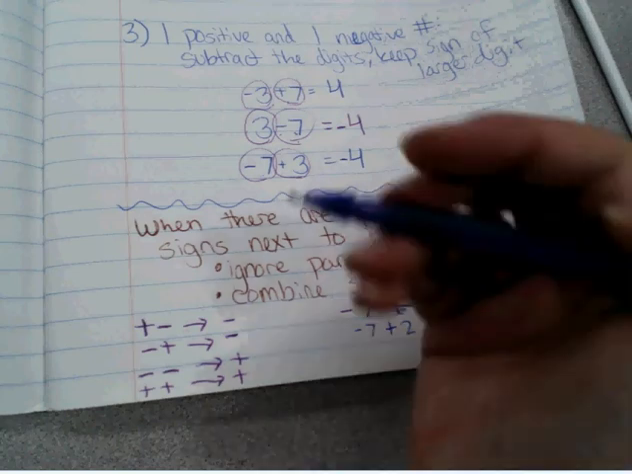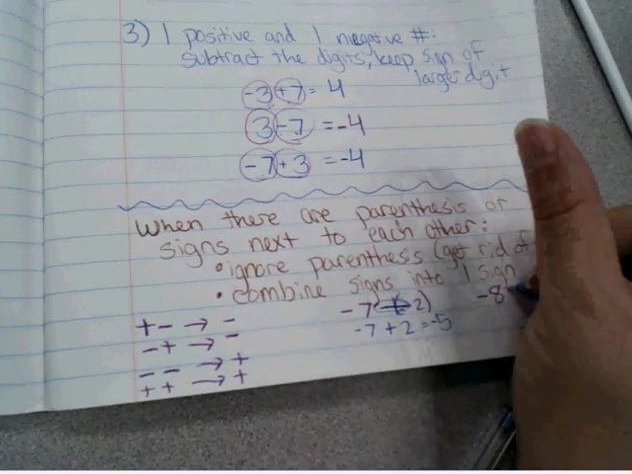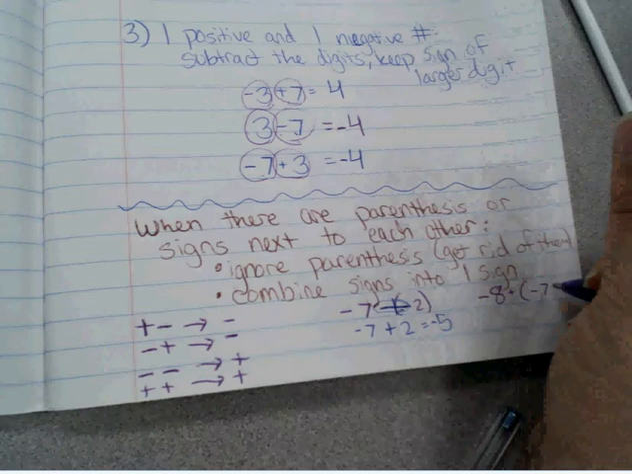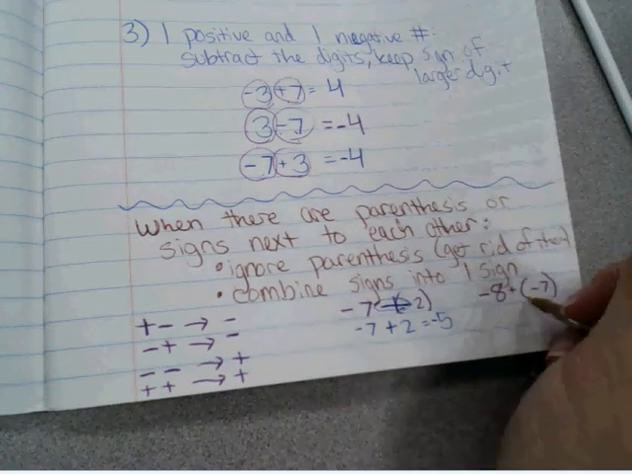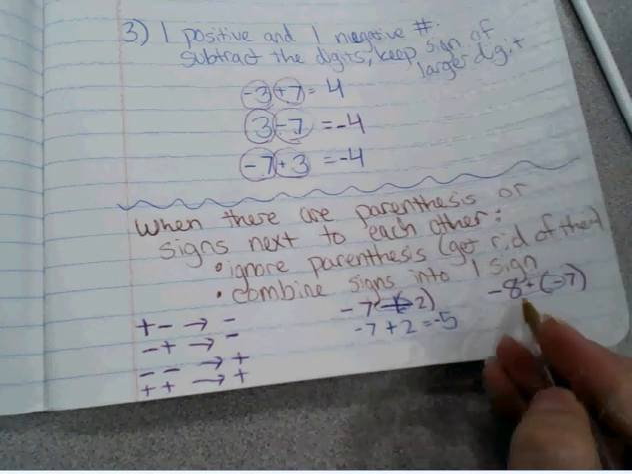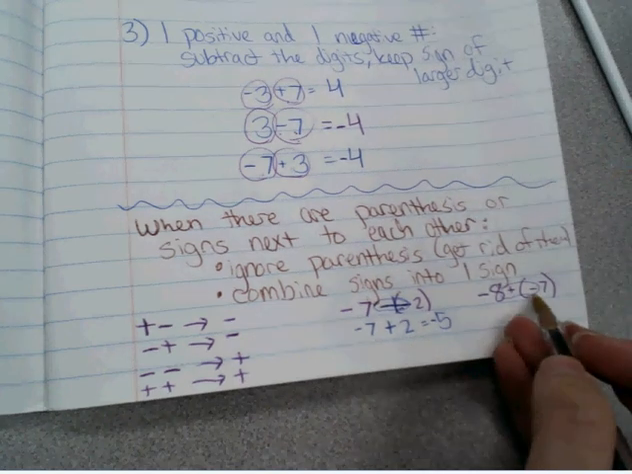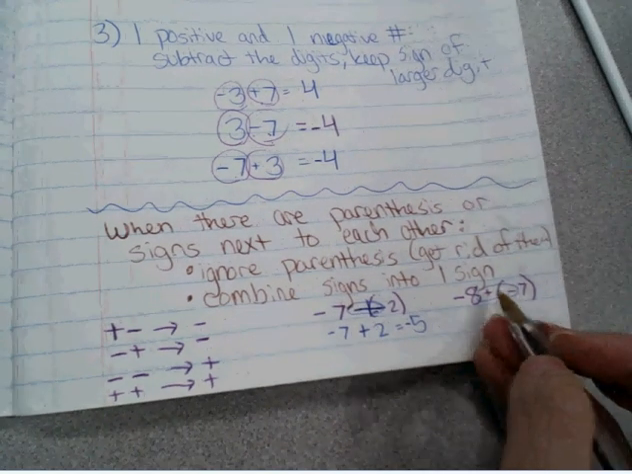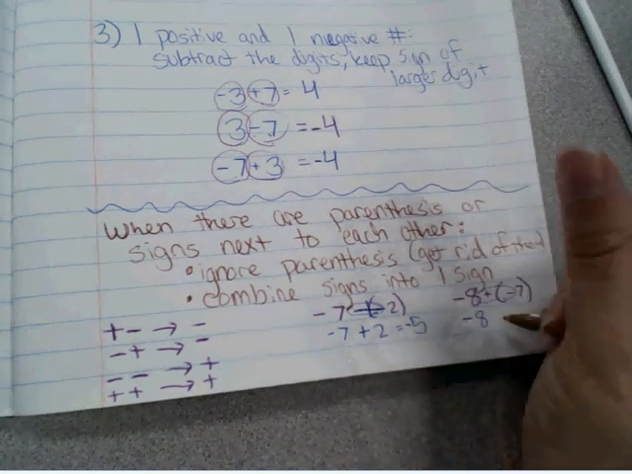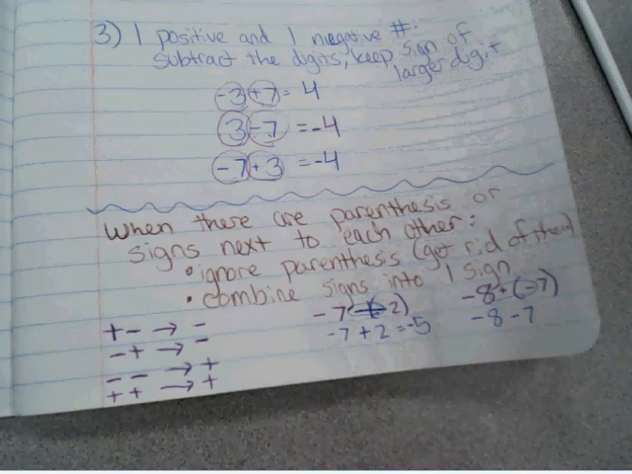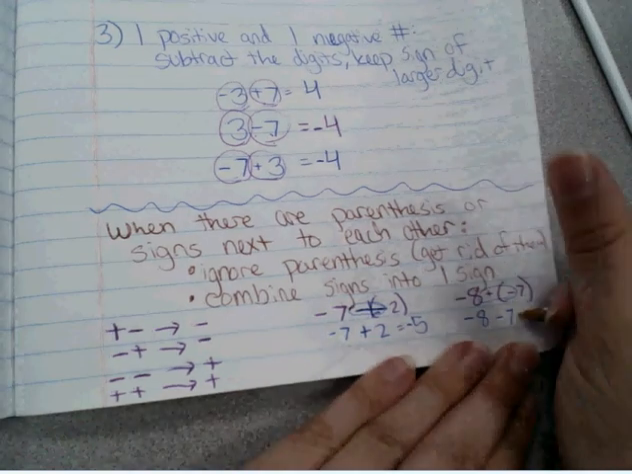Another example you might see of this, negative 8 plus negative 7. So again, two signs right next to each other. There's no number in between this positive and negative sign, only the parentheses, but we just want to ignore those. A positive and a negative right next to each other will turn into a negative. So this will be negative 8 and a negative 7. So we get negative 15.